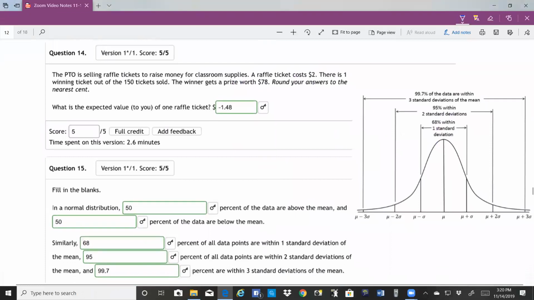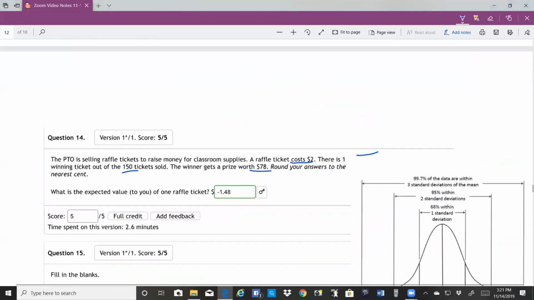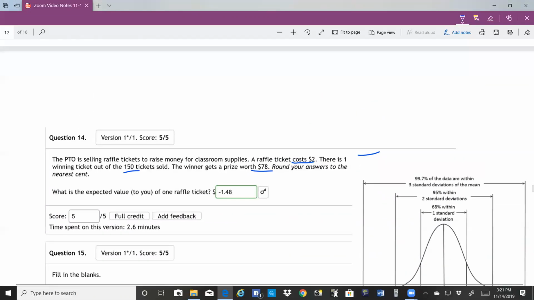Now, the PTO is selling raffle tickets to raise money for classroom supplies. And a ticket costs $2. There'll be 1 winning ticket out of 150. The winner gets a prize worth $78. Find the expected value. Well, here we need to, again, write out the outcome, the value, and the probability.